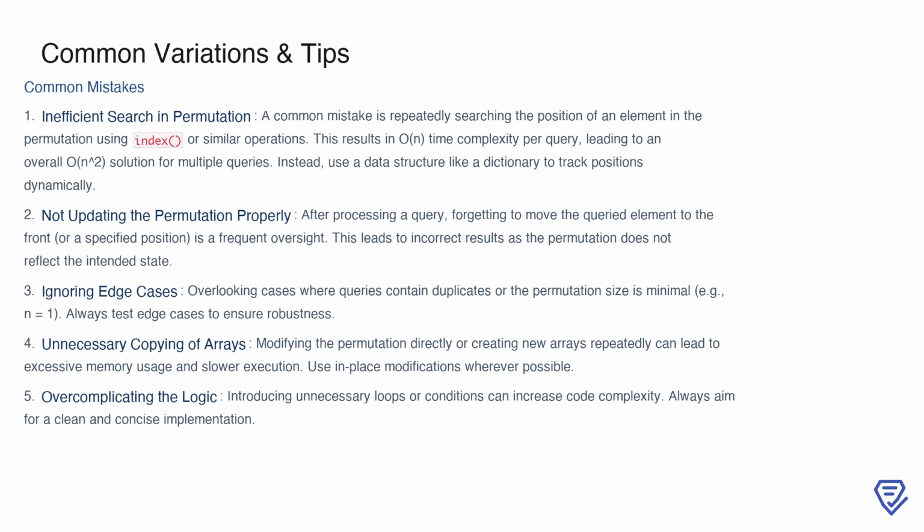Memory usage is another area to be mindful of. Unnecessary copying of arrays or creating new ones repeatedly can slow down your program. Opt for in-place modifications to save on both time and space. Finally, overcomplicating the logic with extra loops or unnecessary conditions can make your code harder to understand and debug. Strive for a clean, concise solution that adheres to the problem's requirements.